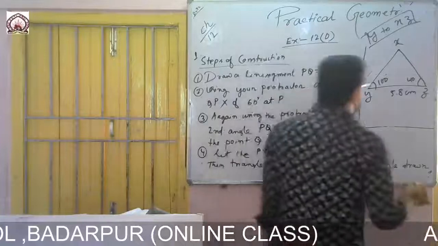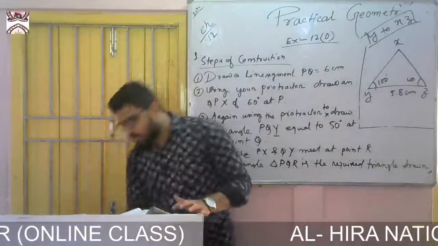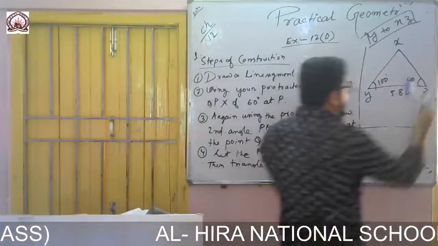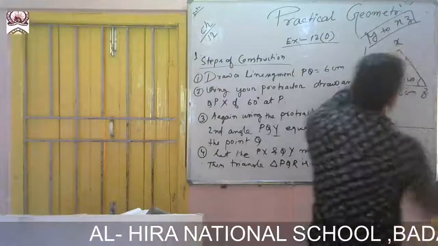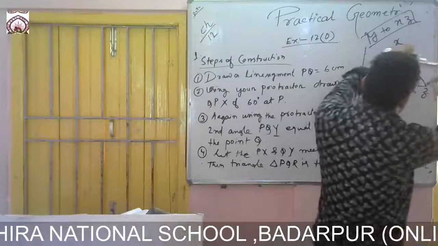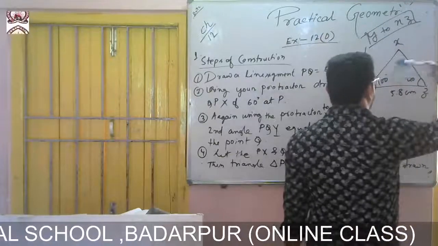So again I am saying, first you take your compass. Then take more than half of XZ, a convenient radius. That is, more than half of XZ. Then you give one arc here.